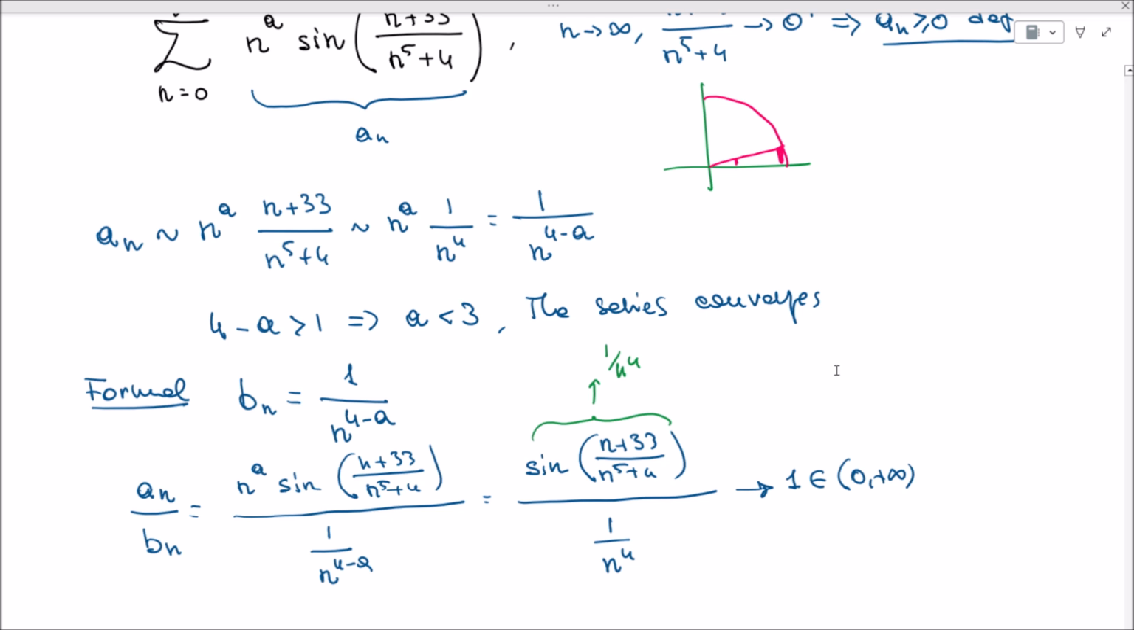Whatever the sum of bn does, the same will be the behavior of the original series. And we know that this, of course, will converge for a less than 3. So the same thing can be concluded about the original series.